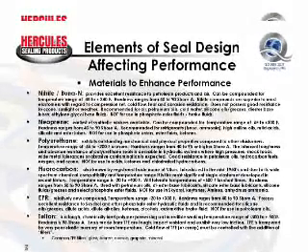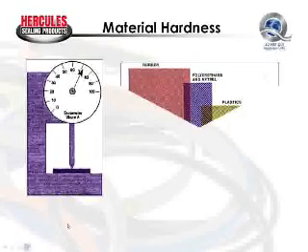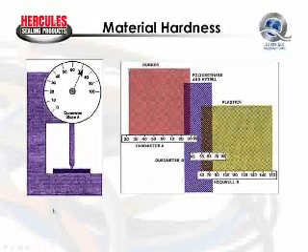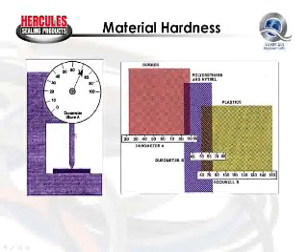Here's an illustration of measuring the hardness of a seal. This is an instrument that measures seal hardness. And the relative hardness of the seal is referred to as the durometer reading. Generally, there's a plus or minus 5 on this scale.